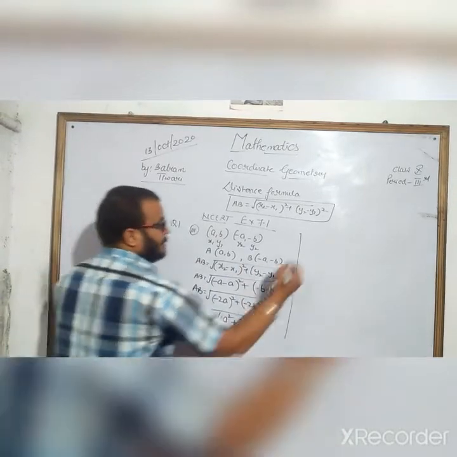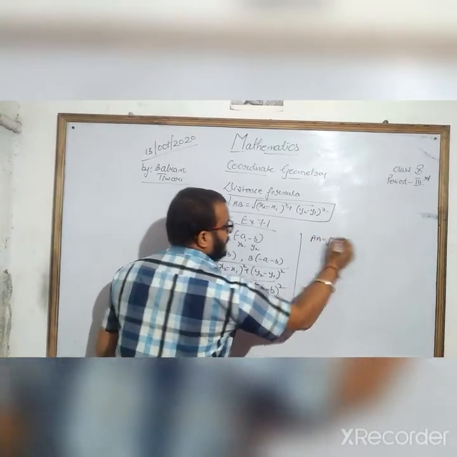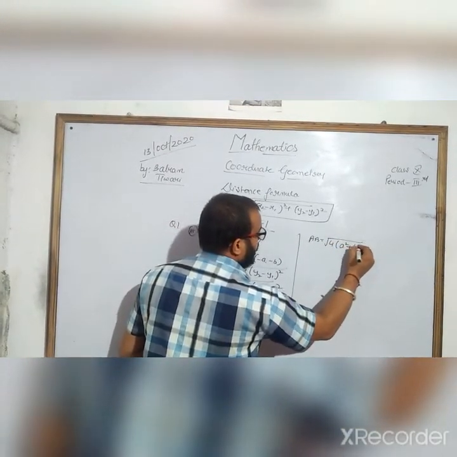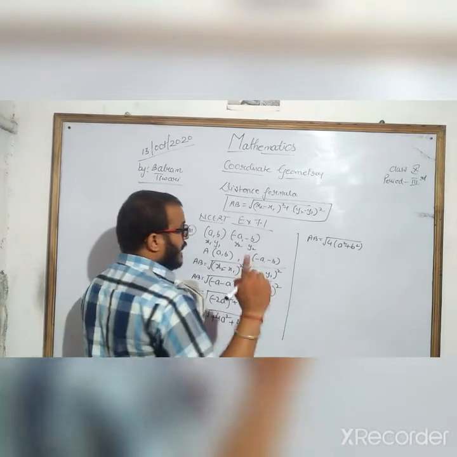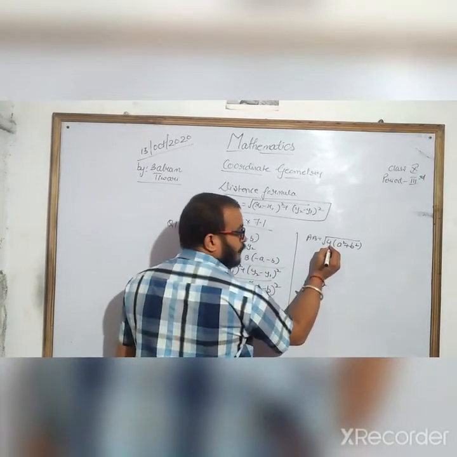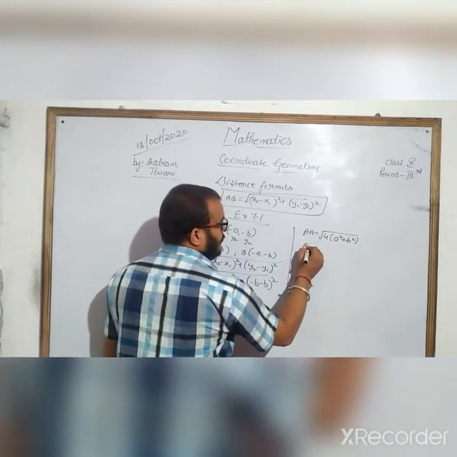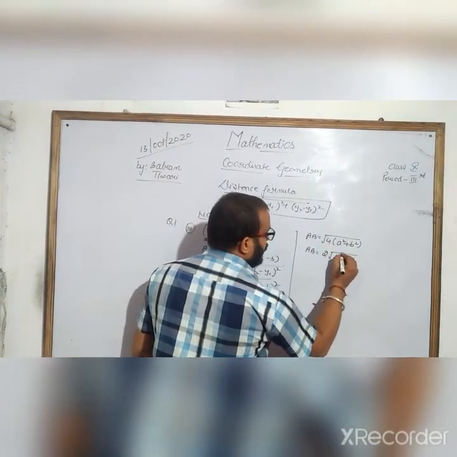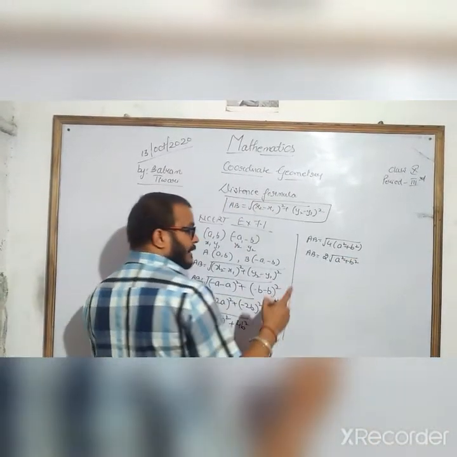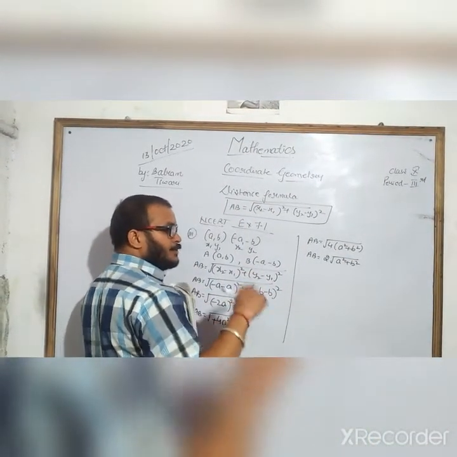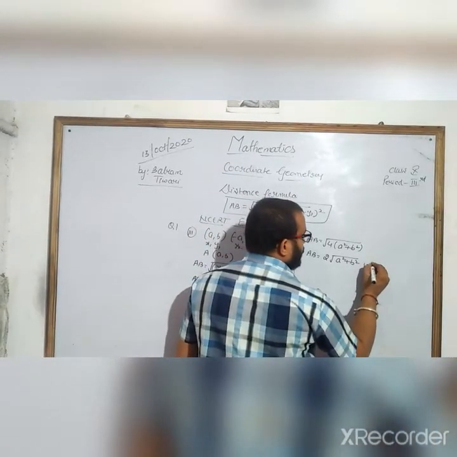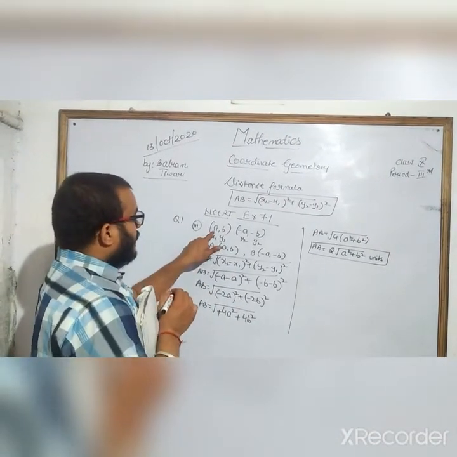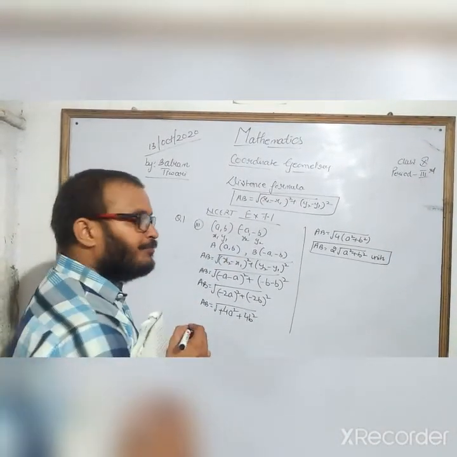Now look at the answer. I have taken 4 as common here, so we will get 4 times (a square plus b square) under the root. As we know, the square root of 4 is 2, so AB is 2 root over a square plus b square. Distance is always in units, so we call this units. This is the distance between the two points a comma b and minus a comma minus b.